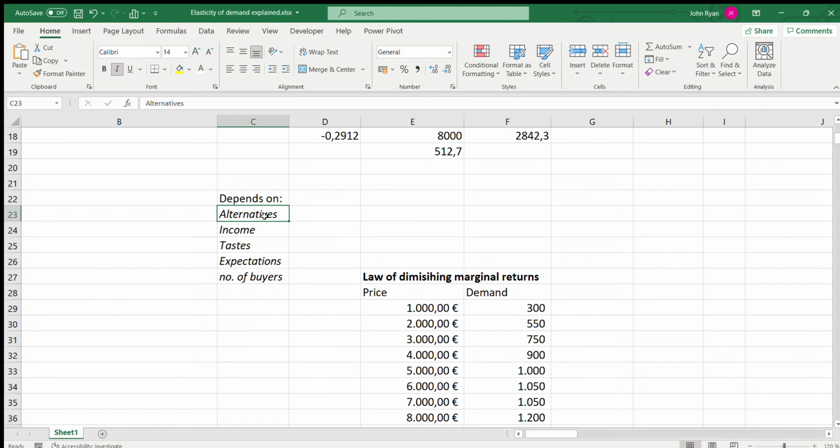Obviously, the more alternatives there are, the more likely it is that people will find an alternative if you increase the price. Income, well, naturally, there's going to be certain aspects that are going to be income inelastic and others that are going to be elastic. Tastes, which obviously change. The buyer's expectations, as in the quality compared to the expectation that the guest had, or to the reality of fulfilling the expectation. And of course, the number of buyers.